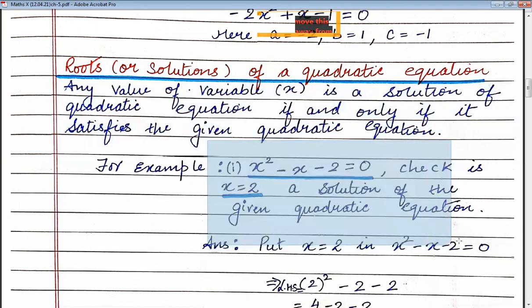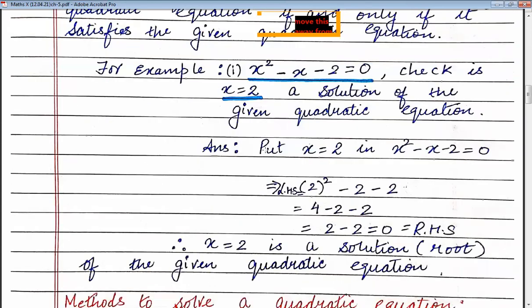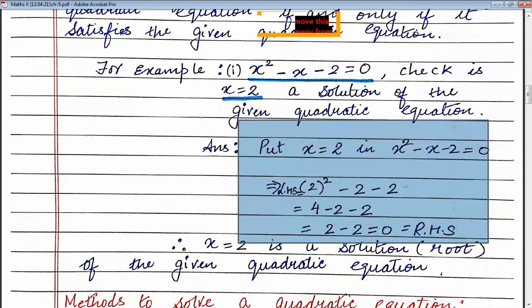Now let's have a look. In the first one, we have the quadratic equation x² - x - 2 = 0. Let's check whether x = 2 is a solution of the given quadratic equation or not. What you will do is, instead of x, substitute the value of x as 2. Now when you substitute the value in the left hand side, it becomes 2² - 2 - 2 = 4 - 2 - 2.